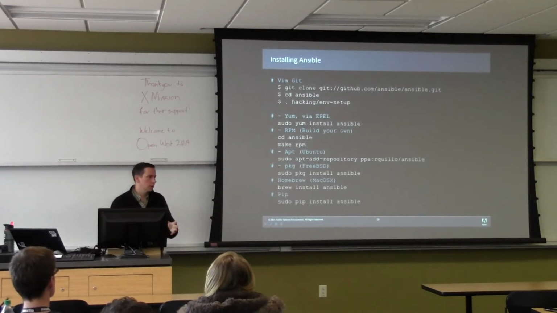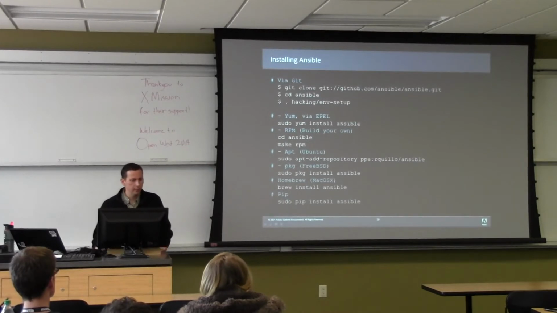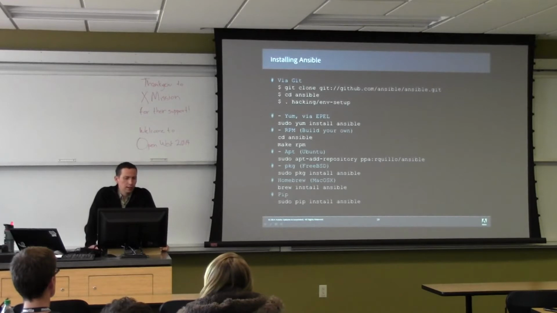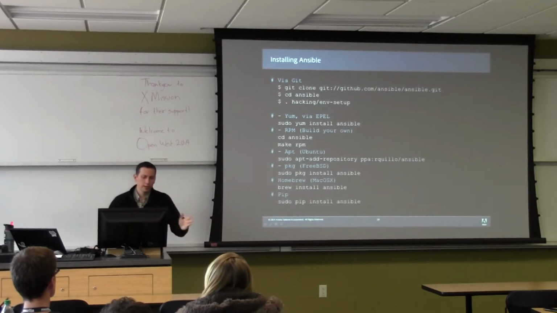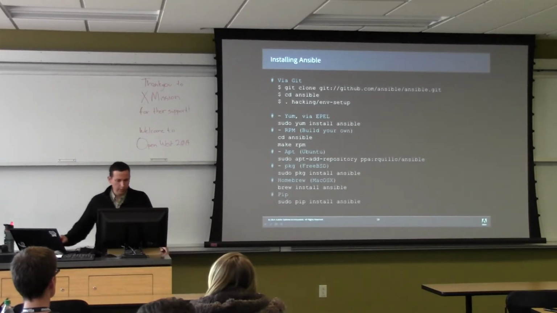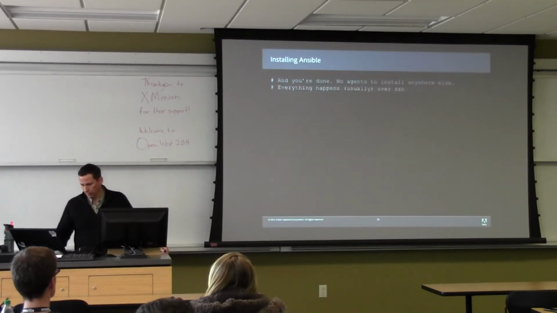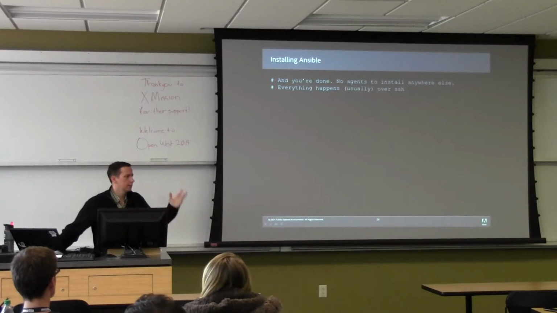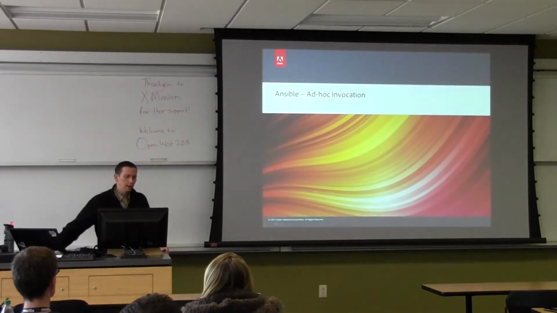If you want to do a little bit more package-wise, enable the EPEL repository on Red Hat-style systems and yum install Ansible. RPM: you can just cd into Ansible, make rpm, and there you've got an RPM out of it, if you do it from the git checkout. Also apt, FreeBSD packages and ports, Homebrew, pip. And you're done. No agents to install, nothing else. That's it. You've got it installed, ready to rock and roll. Create an inventory file, and you're good.